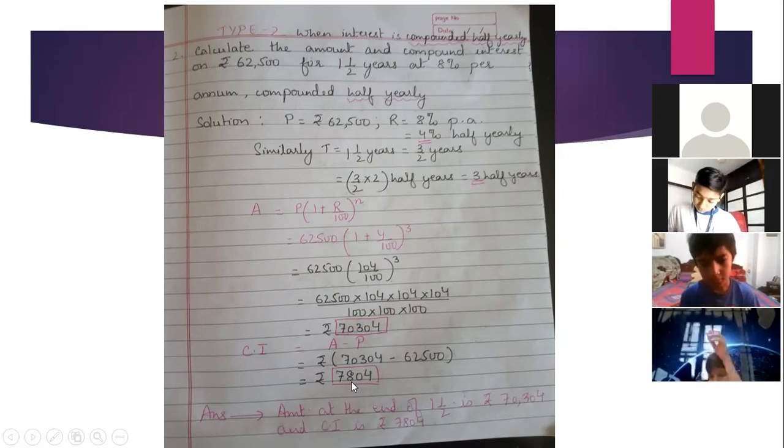Ma'am, can we cut 104 upon 100? Yes, you can. This portion is your wish. Only thing is your calculation should be right. You can reduce it to the lowest term and then put the values over here, or you let it be like that, it is your wish. So copy it and then I'll move on to the next type.